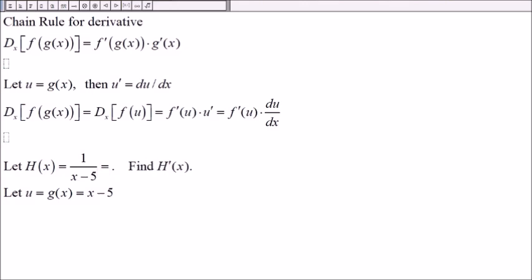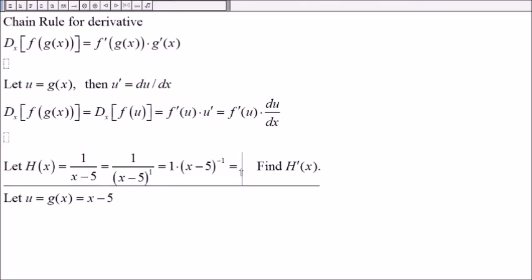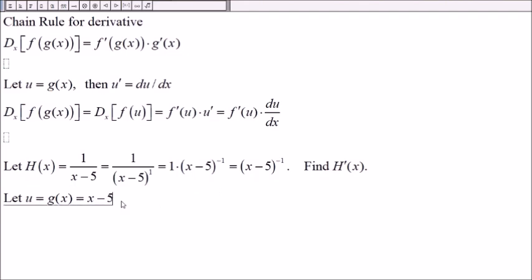And then this could also be rewritten as this. This is the same as this. This is x minus pi to the first, and then rewrite this as 1 times x to the negative 1. And this is x minus pi to the negative 1. So we'll let u be g of x.